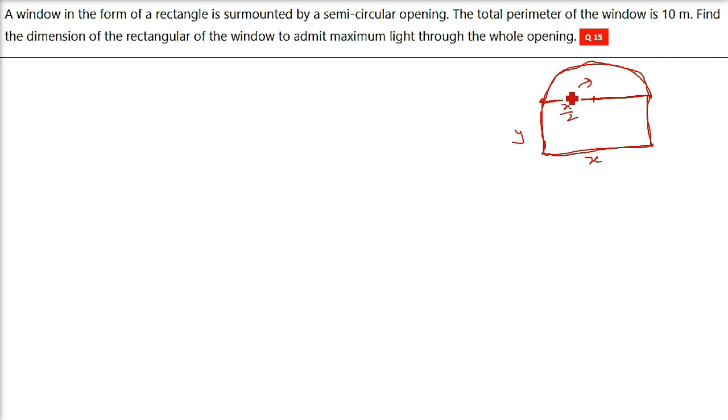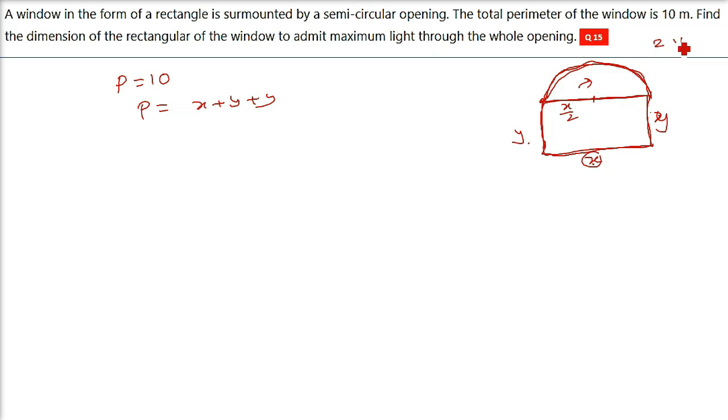So the perimeter is all the distance you travel. If you start running from one point and cover the whole boundary line and come back, the distance you have covered is the perimeter. Perimeter is already given as 10 meters. What is the perimeter? x plus y, and how about the semicircle?